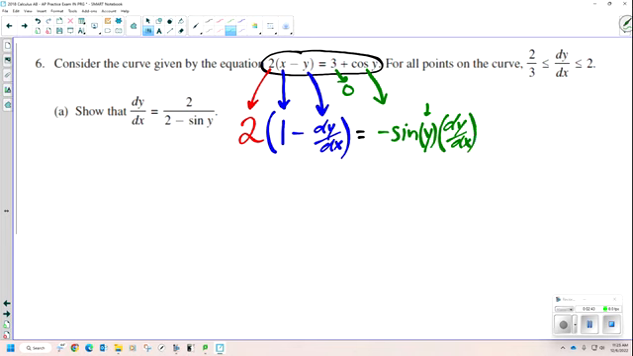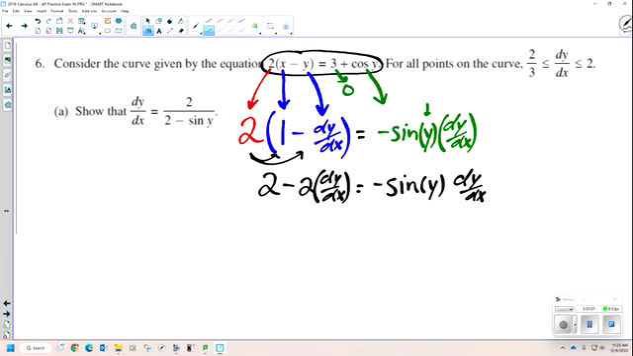All right, so now we just got to clean this up. And I think the first thing we do is let's distribute this 2 in here. 2 times 1 is 2, minus 2 dy/dx, okay, equals. We still have the right side, which has not changed. It's negative sine of y dy/dx. All right. So if I look at what they ask of me here, they want me to get dy/dx alone. So I've got to get the terms of dy/dx on the same side and then factor out the dy/dx.